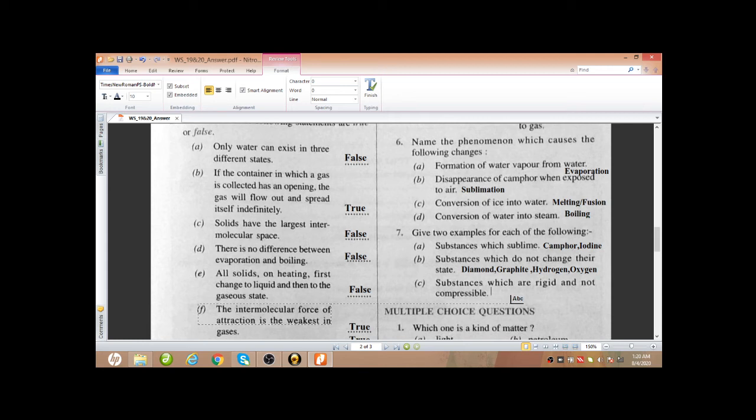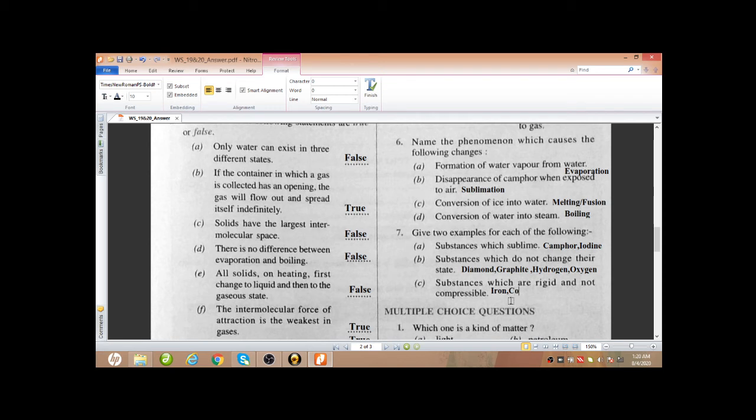Next, substances which are rigid and not compressible. These are solid substances, which are rigid and not compressible. We cannot compress solids. So for any two examples of solids, you can write iron, copper.